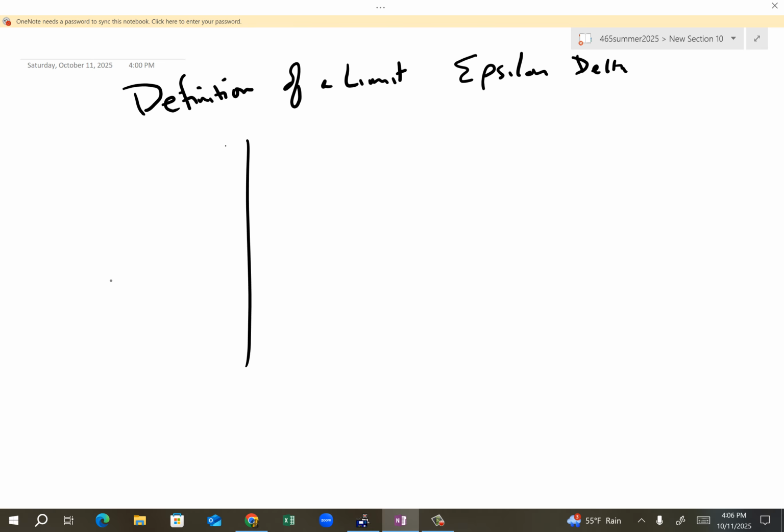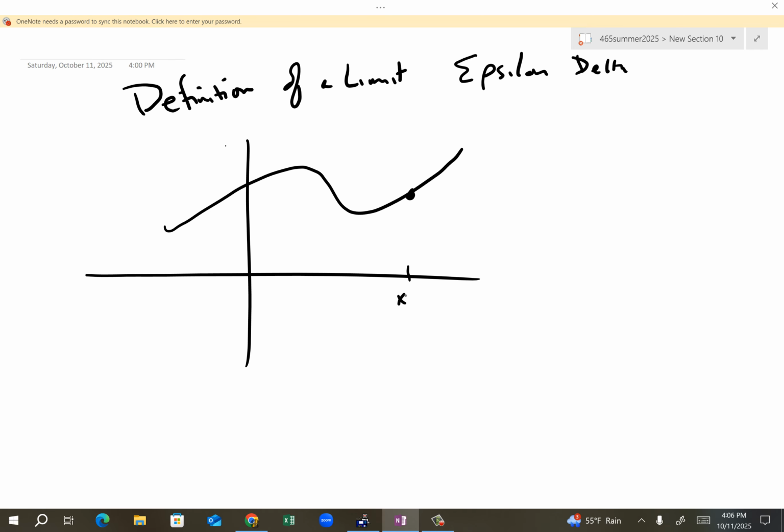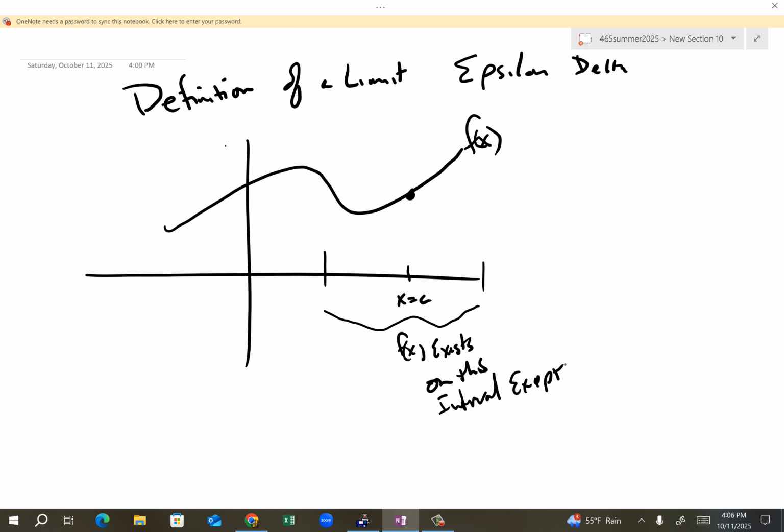As you know, we have some function doing its thing. Here's our function doing its thing right there. This is x equals c. The function may or may not exist at c. We don't care. But the limit does. There is some range where f of x exists on this interval, except maybe not at c. You with me? Maybe not at c. Maybe open there.